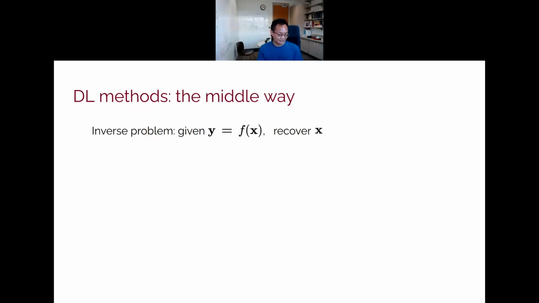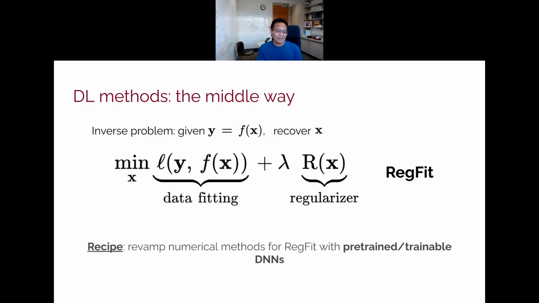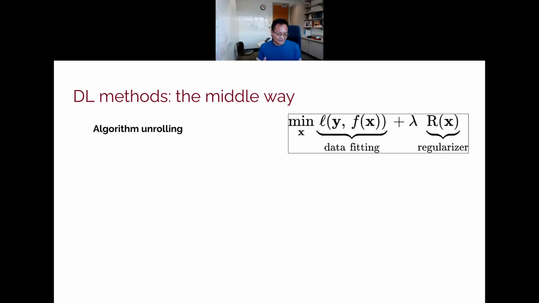So there are several lines of ideas in this middle way. Basically, I would say most of the ideas start from the classic regularized data fitting formulation. The general recipe is that you try to revamp or replace part of the numerical method for solving this optimization problem with some neural network. The neural net can be either pre-trained or trainable using a large collection of data. So there are several popular ideas. Again, I'm not going to be exhaustive. There are survey papers out there. I'm just going to highlight some of the key ideas.